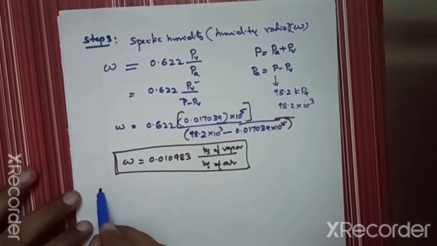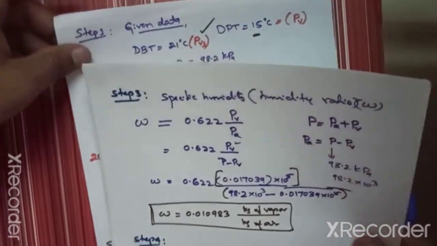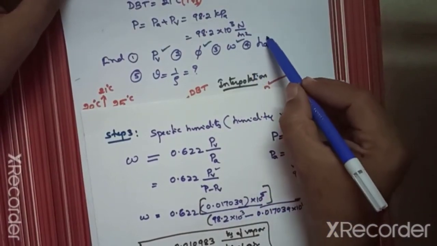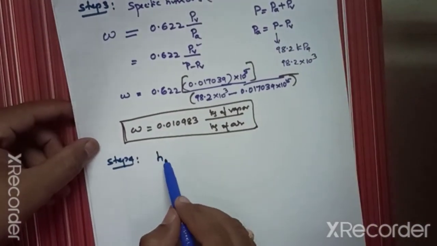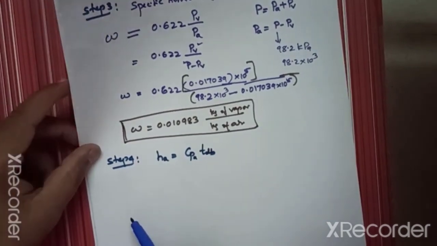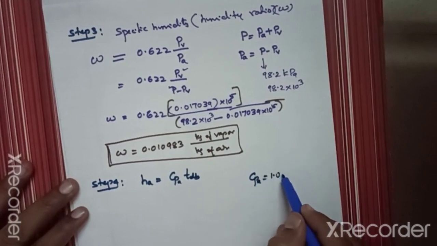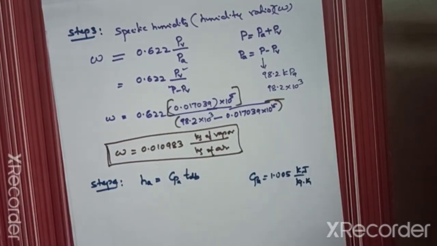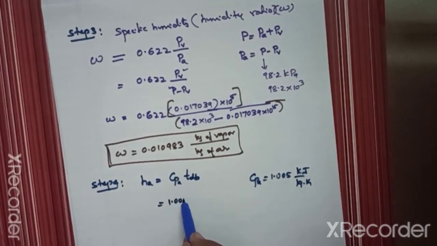So next one is step number 4. What is the fourth unknown? So enthalpy of the air. So enthalpy of the air, HA, is equal to Cp of air multiplied by dry bulb temperature of the air. So what is Cp of air? We know that Cp of air is equal to 1.005 kilojoule per kg Kelvin. So this is the value of Cp of air. So now I will substitute the value of Cp of air, 1.005. It is kilo, so I will take 10 to the power of 3.